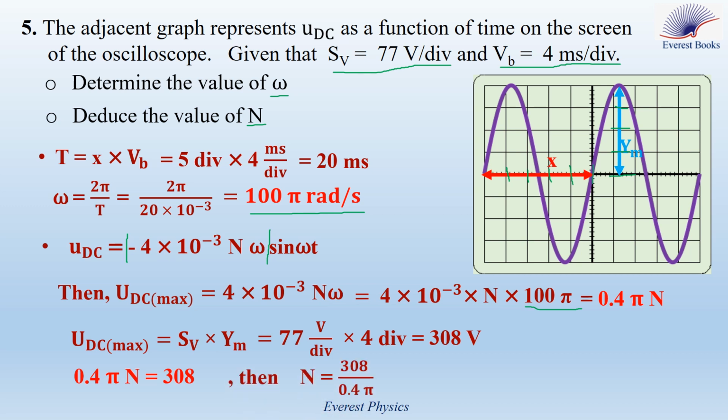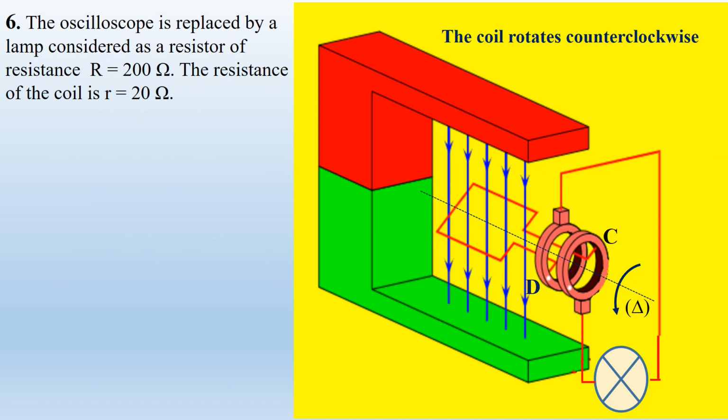Now we can write 0.4 pi n is equal to 308. Therefore, the number of turns of the coil is equal to 245 turns. Let's move to part 6. The oscilloscope is replaced by a lamp considered as a resistor of resistance 200 ohms. The resistance of the coil is 20 ohms.